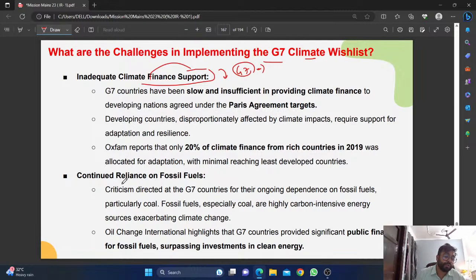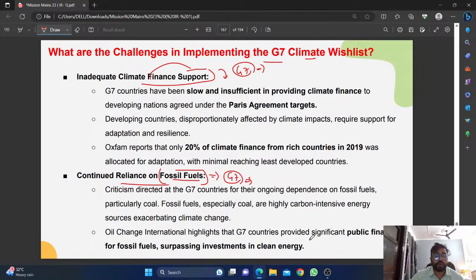Then continued reliance on fossil fuel. Even today, the G7 nations have a large contribution in fossil fuel. They are still using coal, they are still using petrol, diesel, and all these types of fossil fuels, natural gas. So when we will move out from these fossil fuels is the next question.